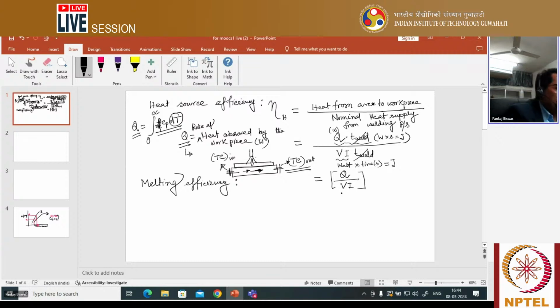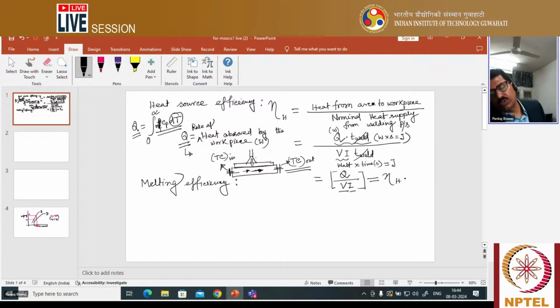And V and I is known to you, that is the voltage and current supply from the power source. That is very well known to you. So by using this formula you can easily find out the heat source efficiency. I have already discussed this thing very clearly there. You go through these things, you will get.